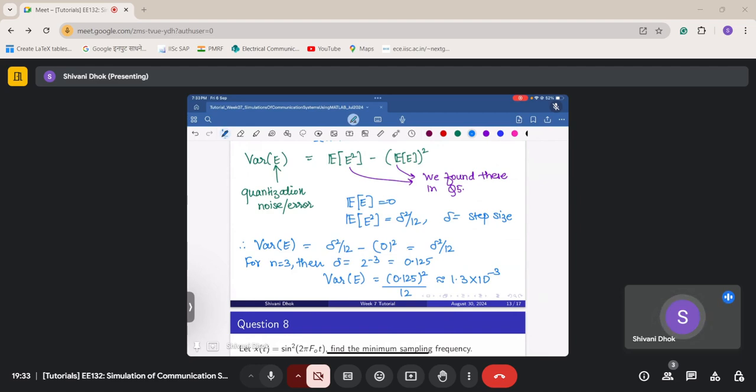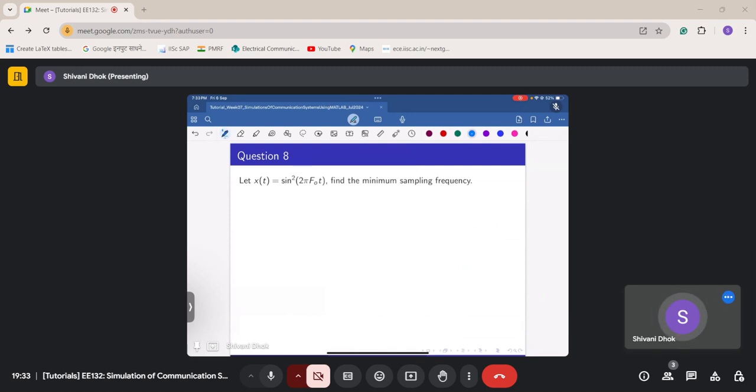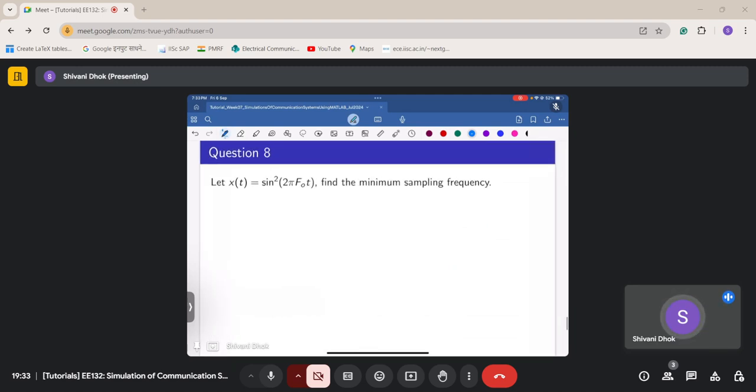Okay, if there are no questions, then let's move on to the 8th question now. I'll take two questions on sampling rate, two questions on sampling, and one question on sampling plus quantization mix. Here is the first question on sampling. Let x(t) be sine square 2 pi f naught t, and we need to find the minimum sampling frequency.